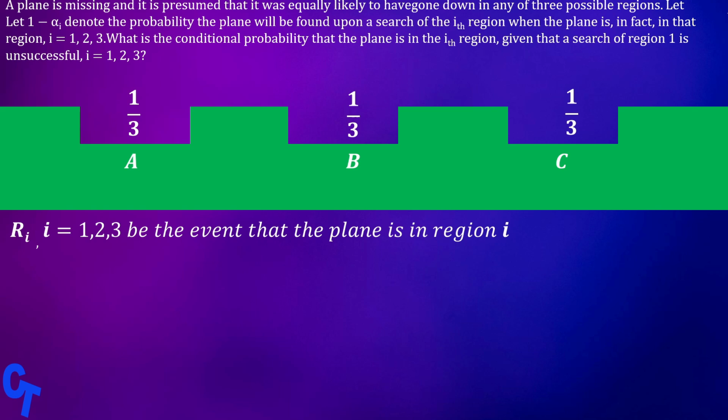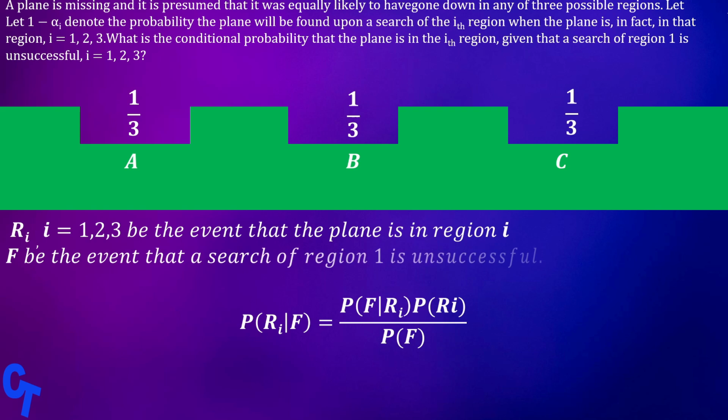So our conditional probability will be that the plane is in region i given that it was searched in region 1 and it was unsuccessful. That's going to be our condition. If you look here, this is the conditional probability of the plane being in any region which is not region 1, given that the search in region 1 was unsuccessful. So what you have to do is write the reverse conditional probability right here. This is the conditional probability of not finding the plane in region 1, given that the plane is in the ith region. And remember, i is 2 and 3, because we said in region 1 there's no plane.